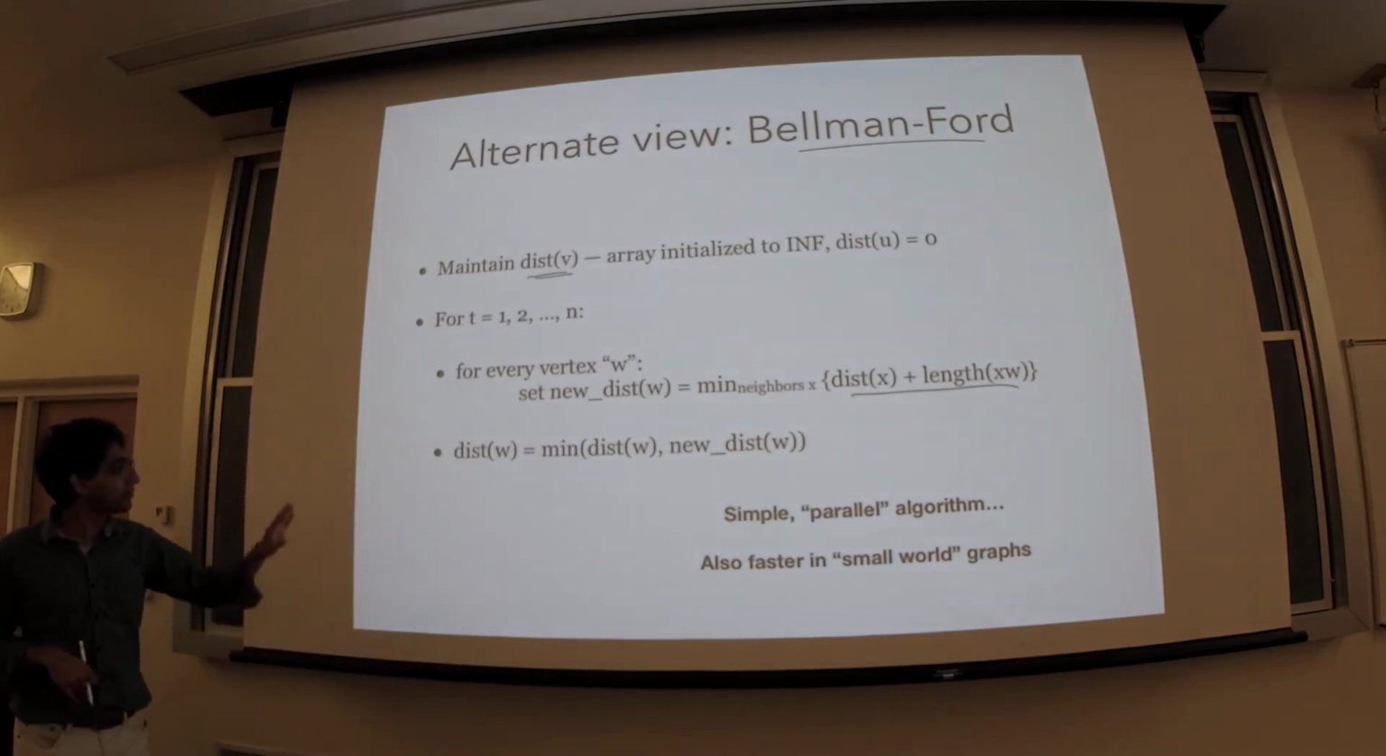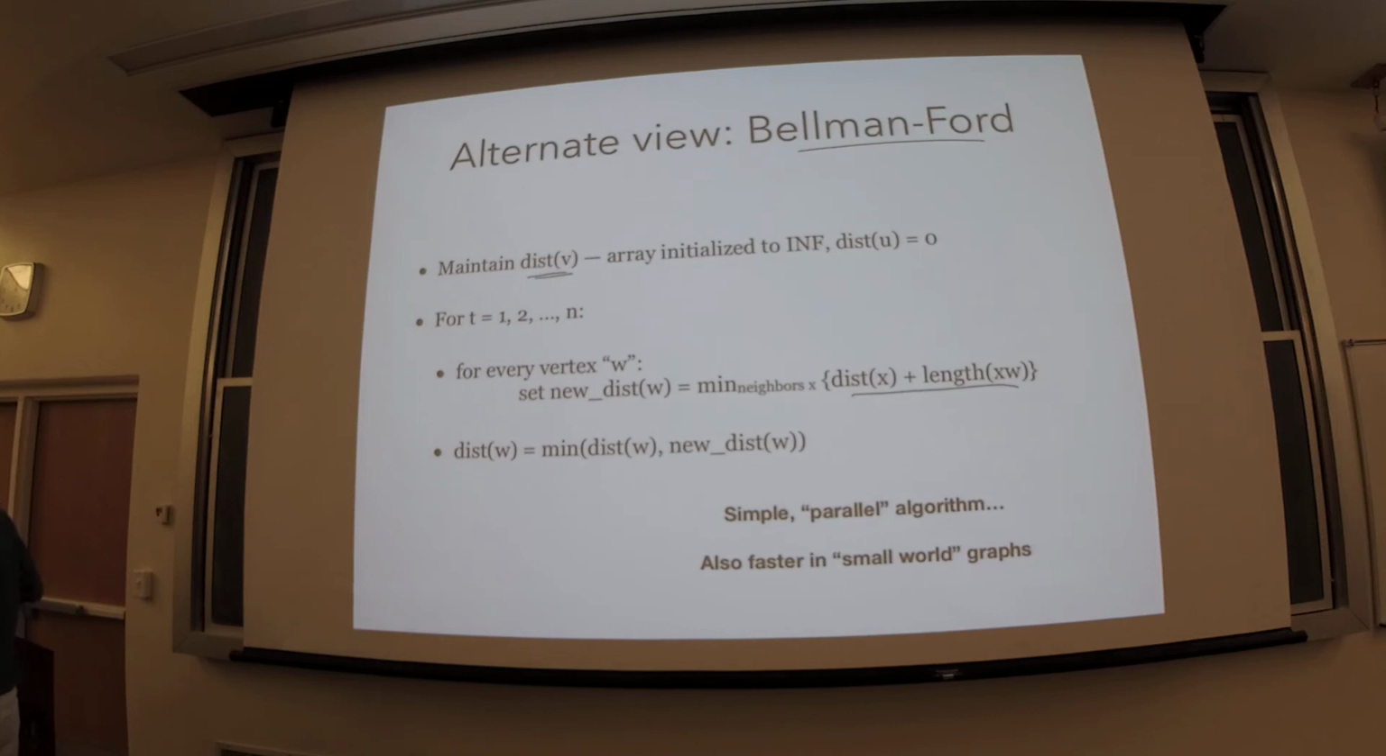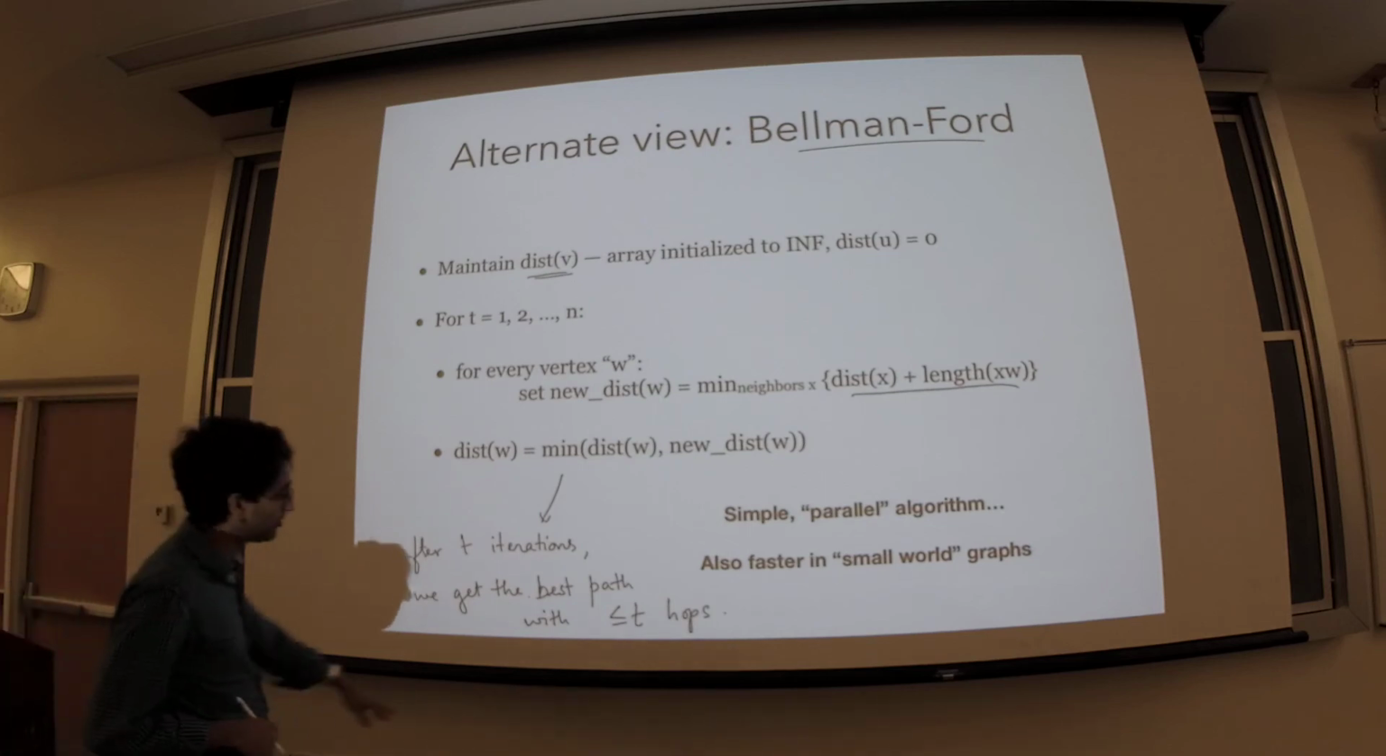So if you think about it a little bit, this is exactly the same as saying, after 3 iterations, we get the best path with at most t hops. So that's by definition what's going on. If I do this for t iterations, then I would get the best path using at most t hops.